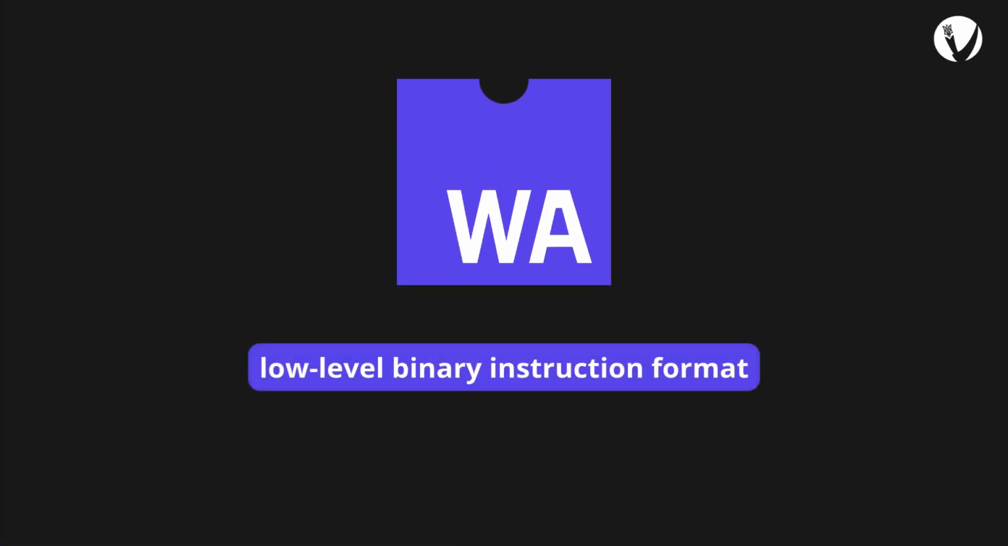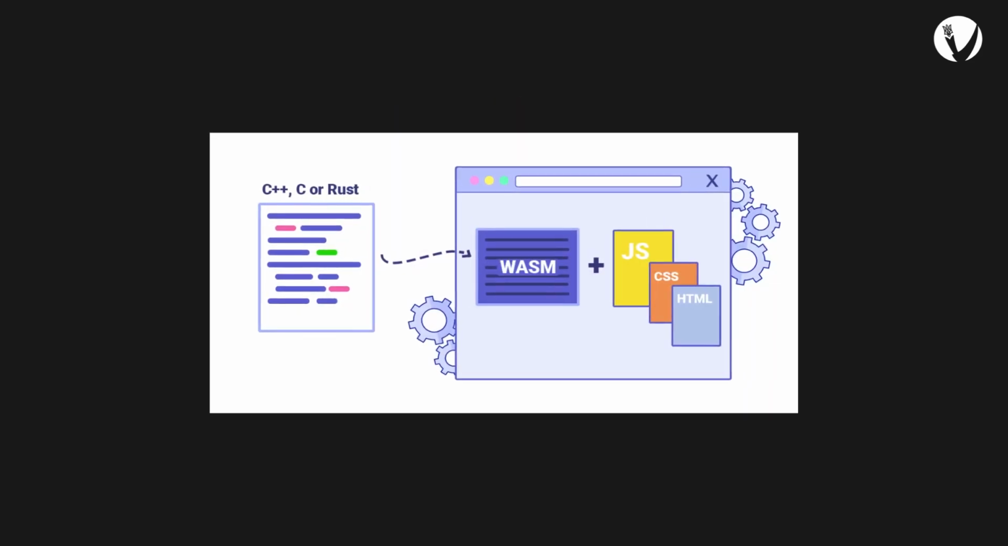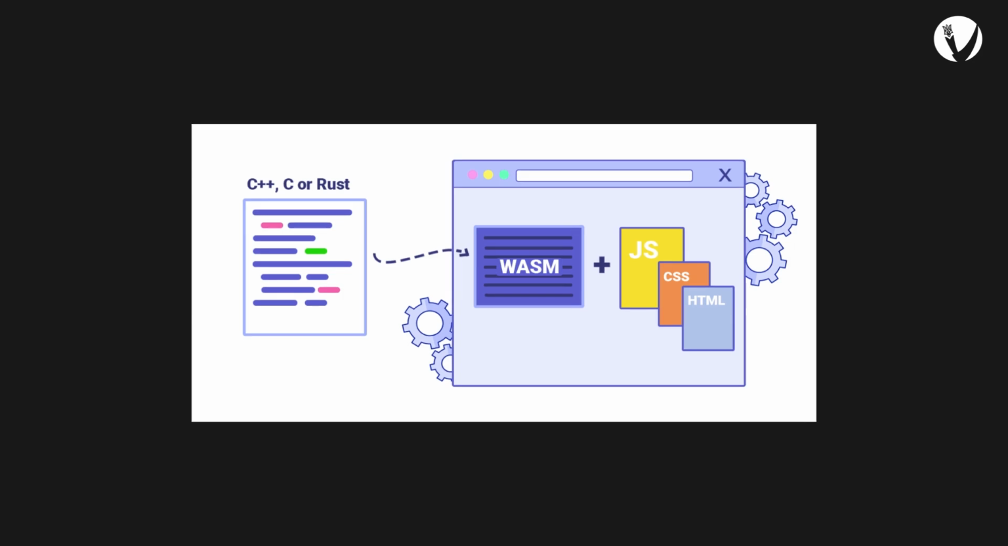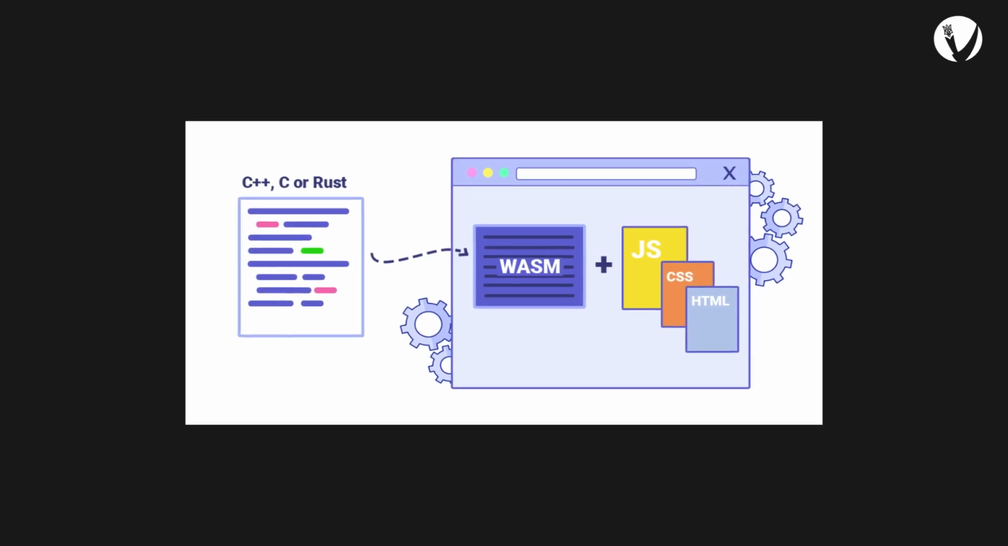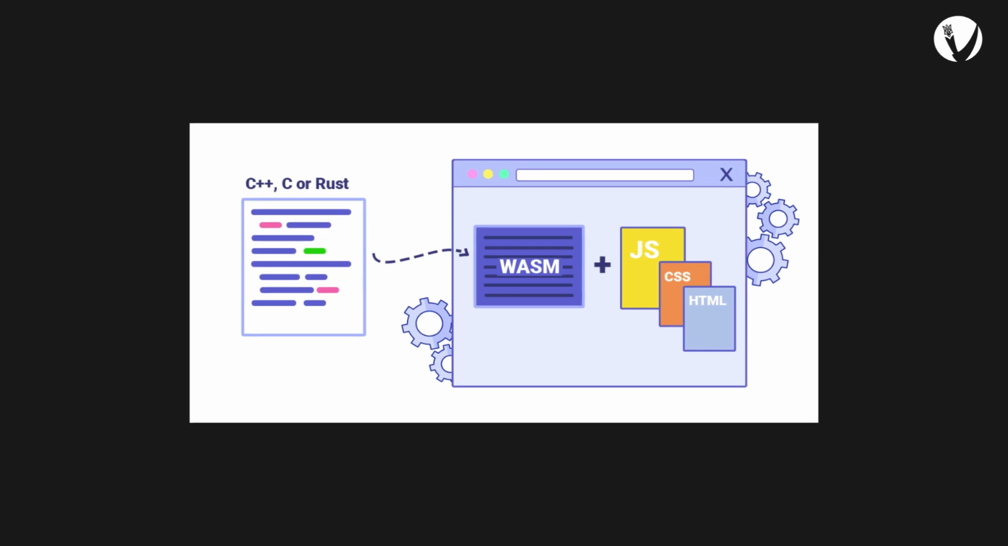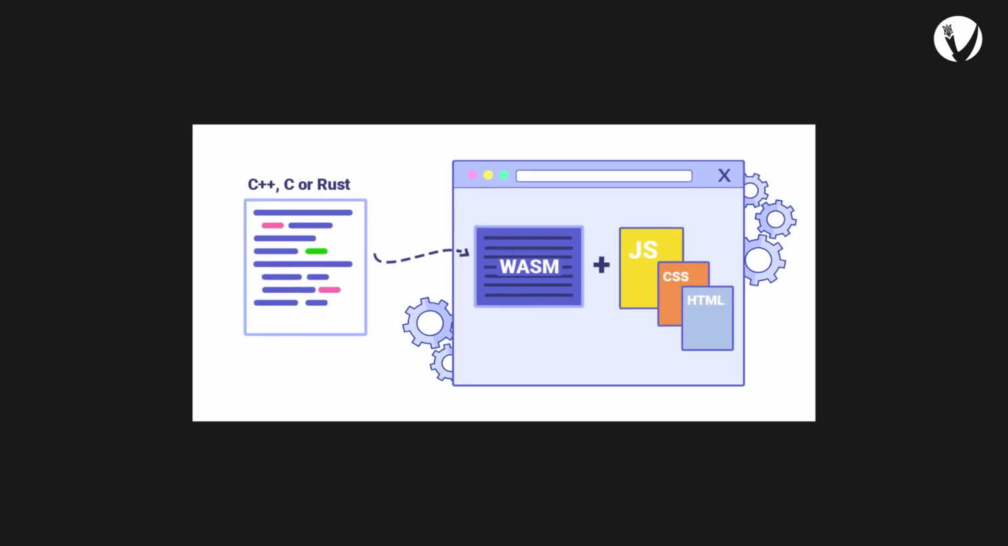WebAssembly, or Wasm, is a low-level binary instruction format that runs on the web. It's designed to be a portable, fast, and secure way to execute code alongside JavaScript in the browser. You write code in languages like C, C++, Rust, Go, or even Python with some tooling. Then compile it to Wasm and run it in the browser, super fast, almost like native speed.